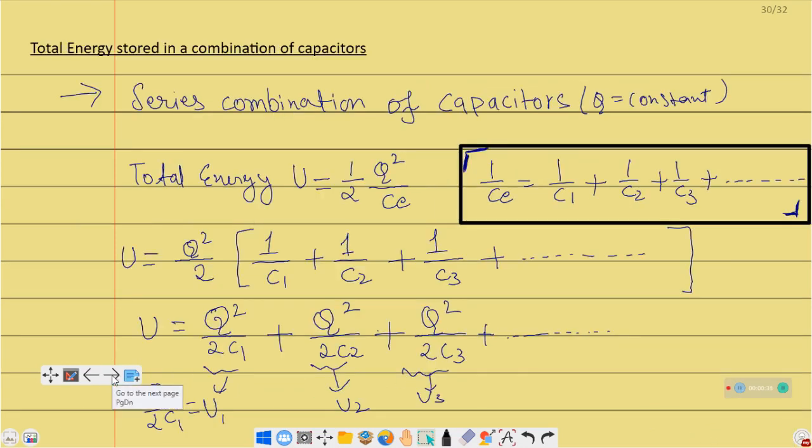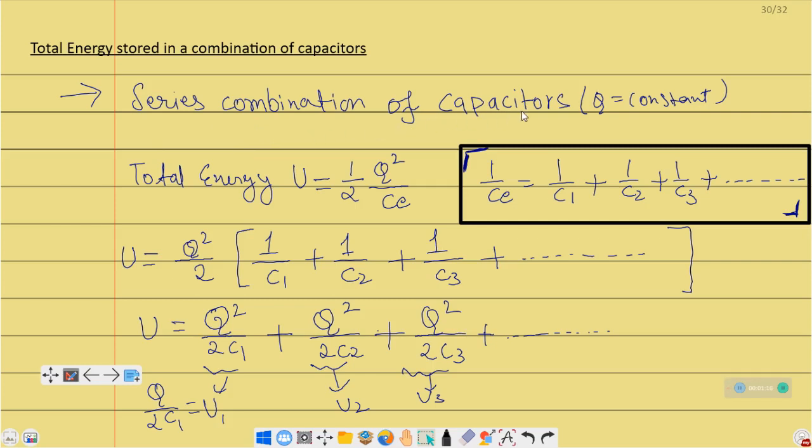So today we are going to discuss total energy stored in a combination of capacitors. We have discussed energy stored in a single capacitor. Now what is the energy if we combine the capacitors? There are two types of combination of capacitors. The first one is series combination, and the second one is parallel combination. So first, series combination of capacitors.